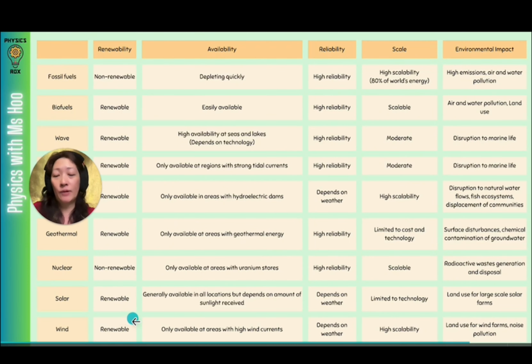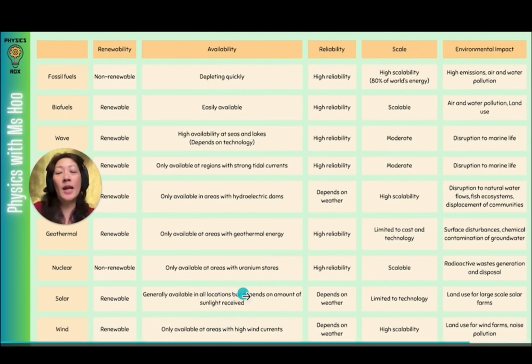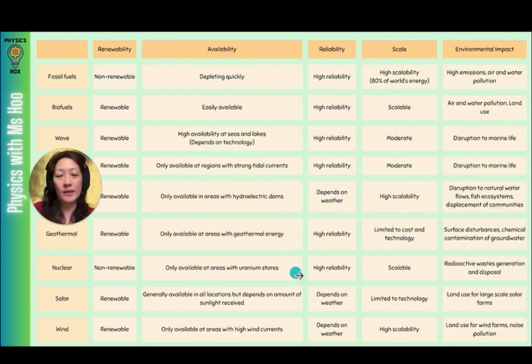Wind energy is renewable, but it's only available at areas with high wind currents. So just like with tidal, although there's wind everywhere, in many places the wind is just not strong enough to be able to harness the energy efficiently. So that's why wind energy is best harnessed only in areas where there's very, very high winds.